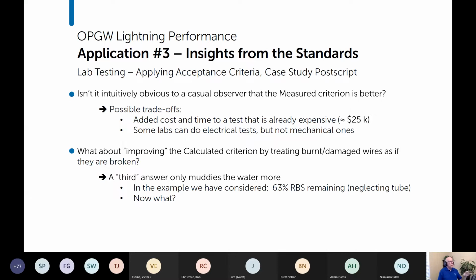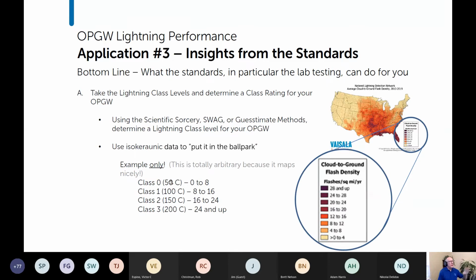So, that's useful information about the testing, but how can you actually apply it? And so what I'm going to do is go through what ideally a transmission line engineer could do. So first you would begin with taking those lightning class levels and determining the rating for your OPGW. So, for your utility. Okay, well, how do you do that?